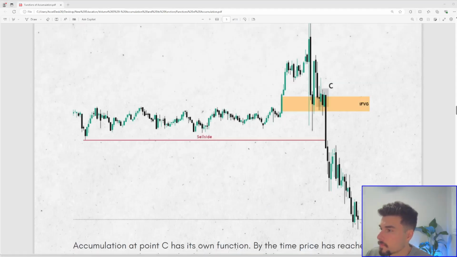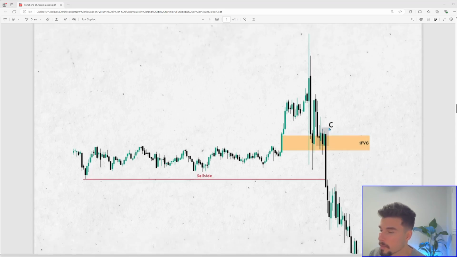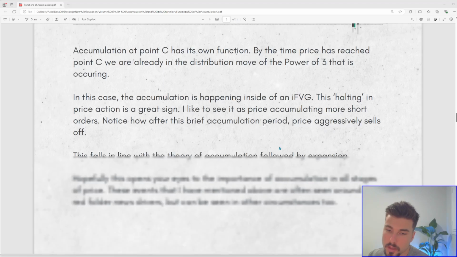It's really important. So if you're taking notes, guys, so far we've talked about accumulation just prior to a news event, but it's more than just that. There's multiple pockets of accumulation. There is accumulation inside of an inversion fair value gap. And keep in mind, at point C here, we already have the distribution move in play. So it actually is something that you want to see, and that's what we're talking about down here.